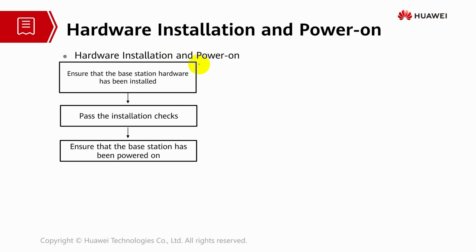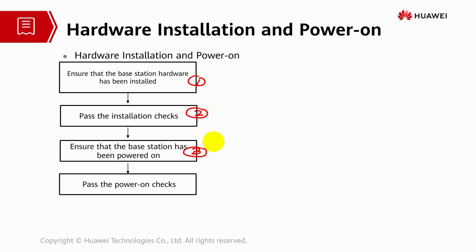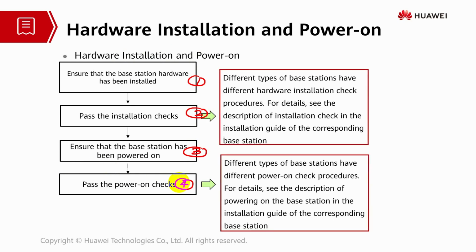So first thing, installation, then you have to make sure it passed. The third thing is power on. Then you have to make sure it also passed the power on check. Different types of base station have different hardware installation check procedures and different power on check procedures as well.